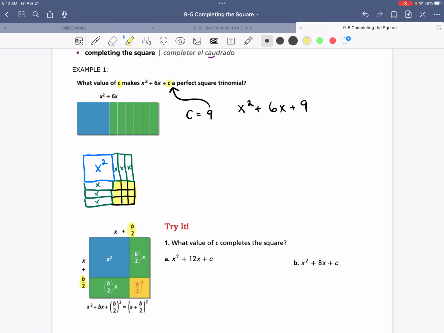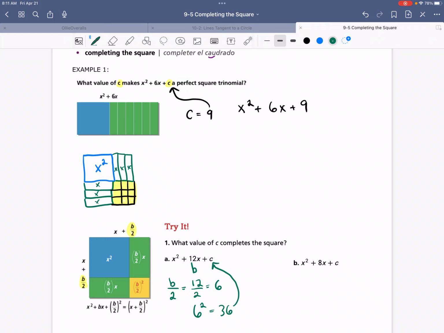So the b over 2 is important. In this case, 12 is our b. B over 2 is equal to 12 over 2. 12 over 2 is equal to 6. And then if we square that, we get 36. And that would be our c.